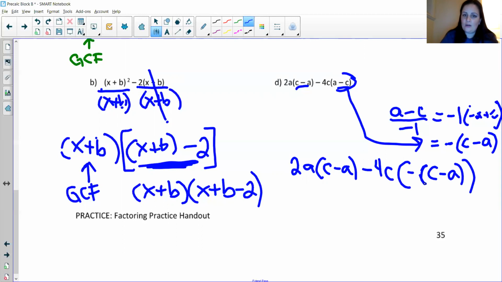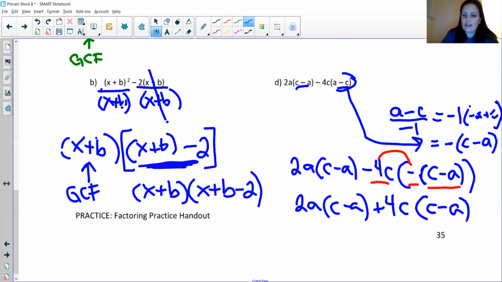Okay. And then I'm going to do another little mini step. This -4c and -1, I'm going to multiply that out, because really this is -4c times -1 times this whole thing in brackets. So I'm going to rewrite this out again as 2a times c minus a, and then -4c times -1 is positive 4c times c minus a. And then look at that. Isn't that pretty? They have a common factor. They both have c minus a now, the same thing.